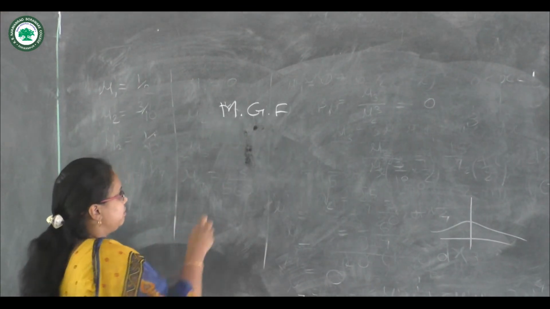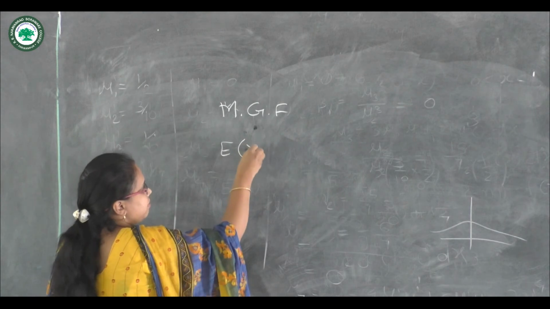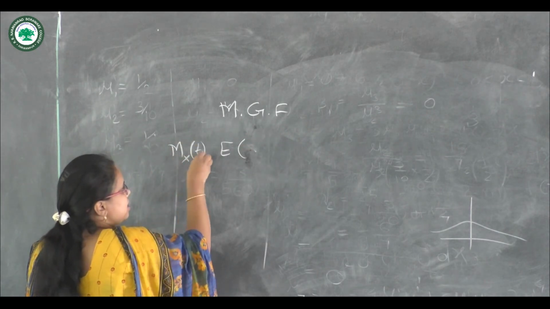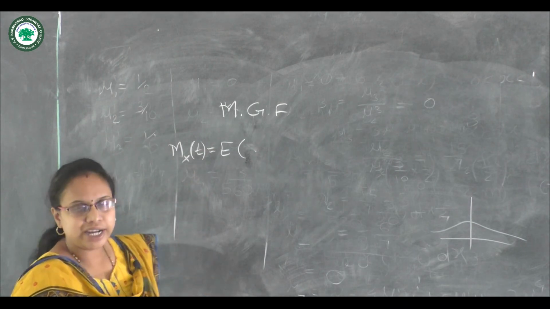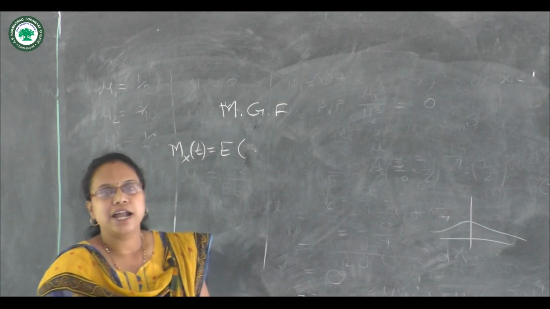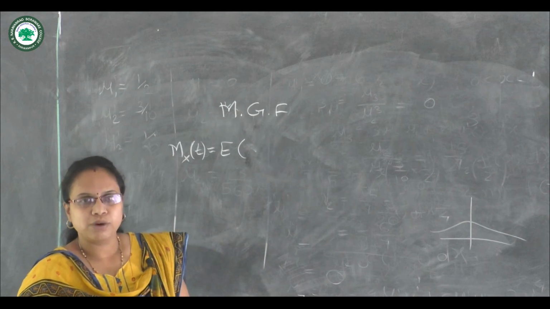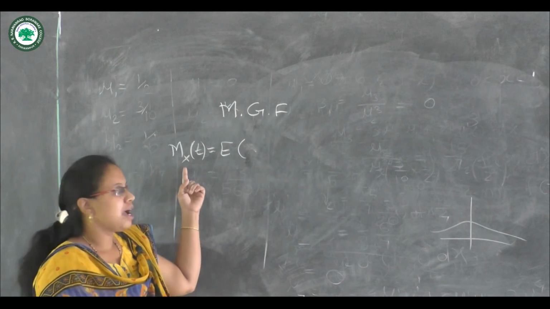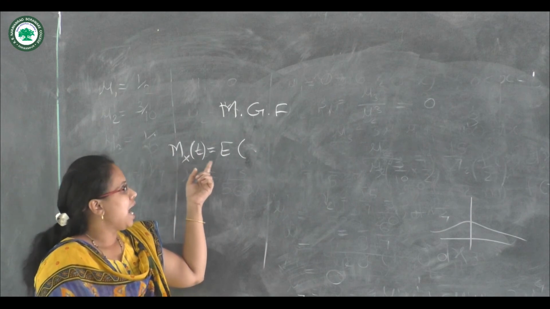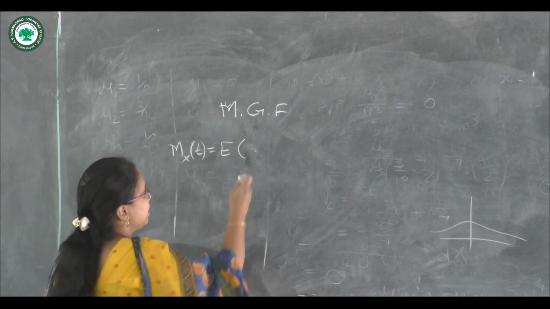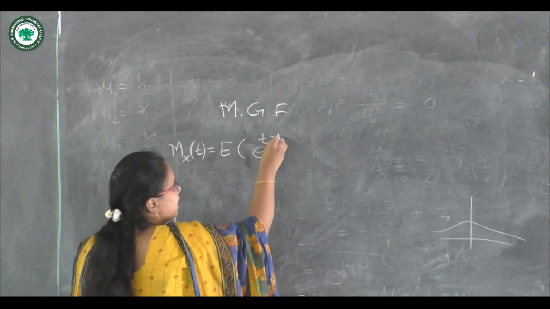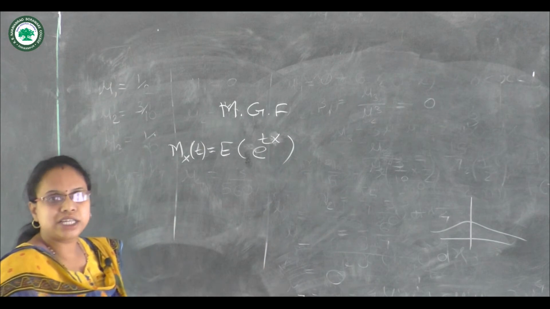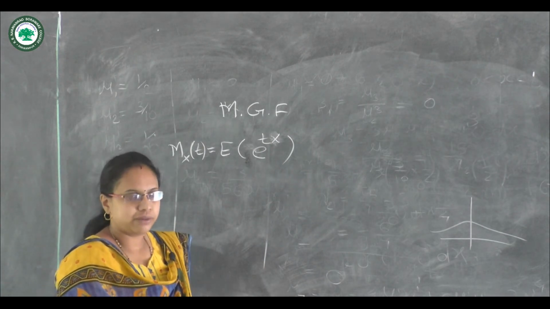So the definition is, if X is a continuous univariate random variable and having PDF f of x, then the MGF denoted by M_X(t) is given by expected e raised to tX. Here X should be written capital. So this is the definition of MGF.